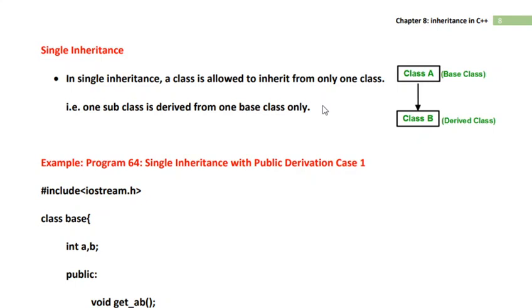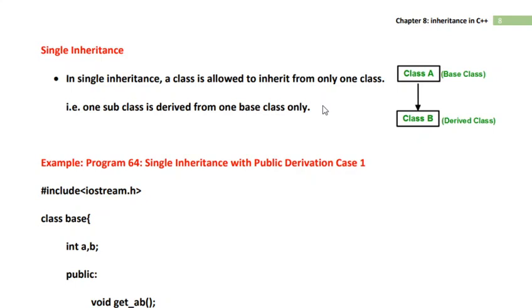So, in today's class, we will be talking about different types of inheritance. In the previous class, we have learned that there are five basic types of inheritance, namely single inheritance, multiple inheritance, multilevel inheritance, hybrid inheritance, and hierarchical inheritance. In today's class, we will go through each of these inheritance types and try to understand them with the help of suitable examples.